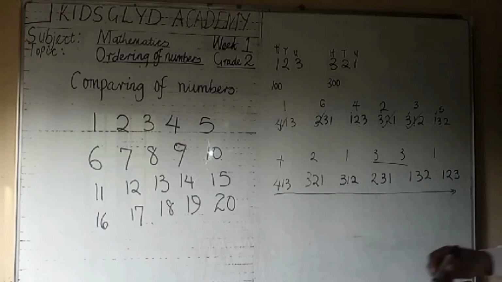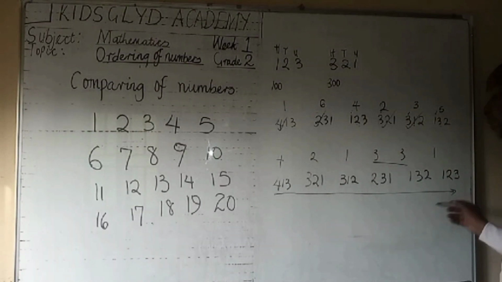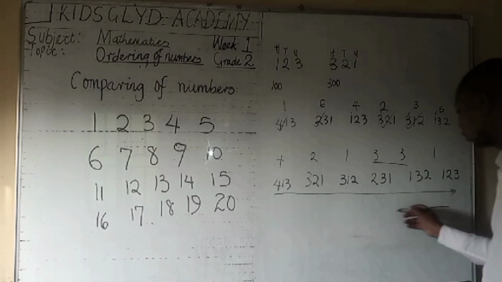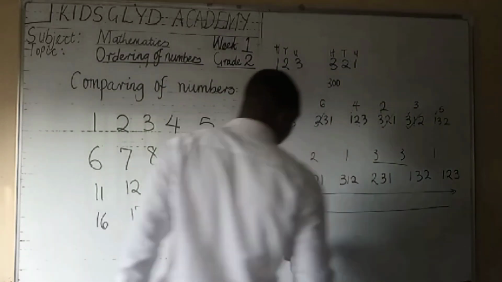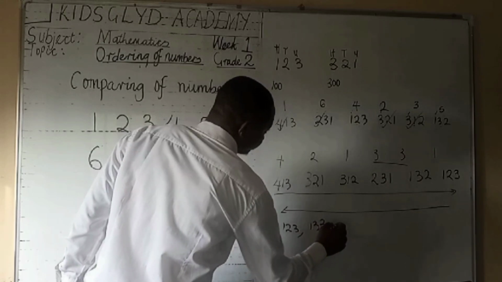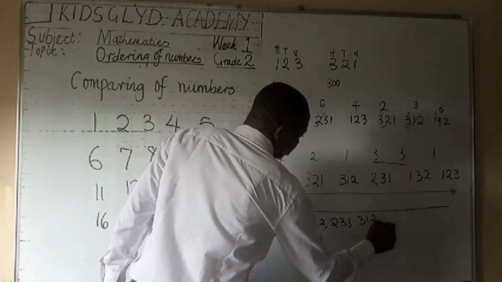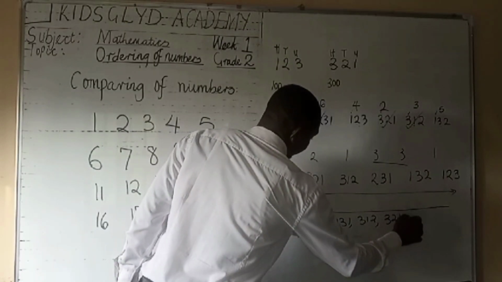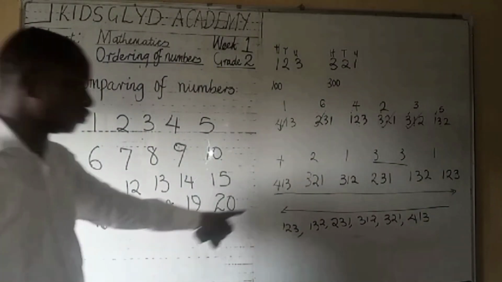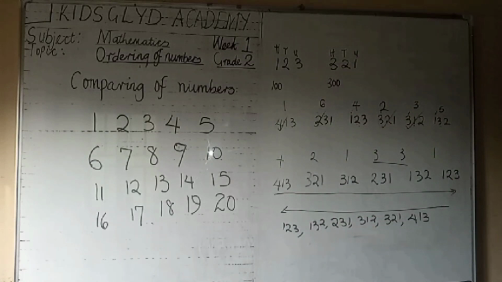Now, if you are asked to order the numbers in the opposite direction, from smallest to biggest, you can start from this side down here, which will give us 1, 2, 3, 1, 3, 2, 2, 3, 1, 3, 1, 2, and 3, 2, 1. This one is from smallest to biggest, while this one is from biggest to smallest. Do we have any question to ask?